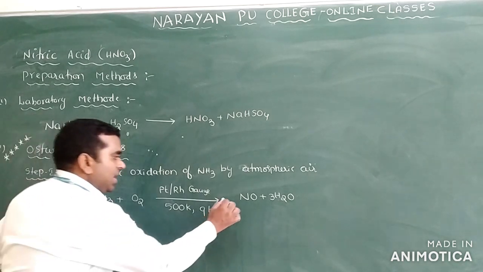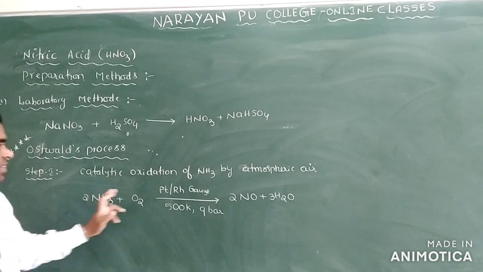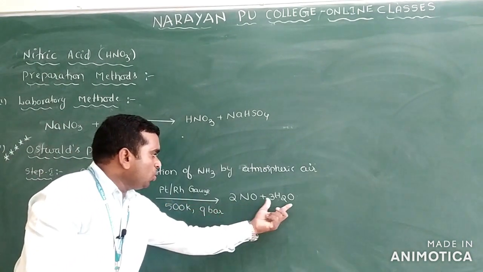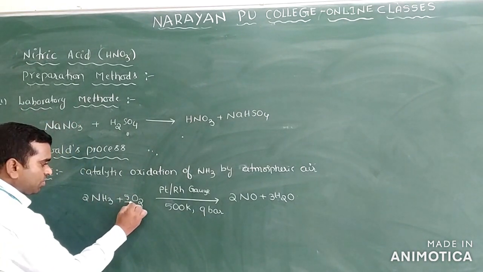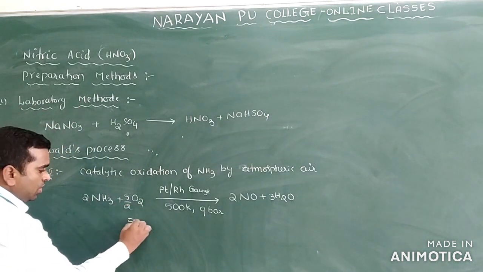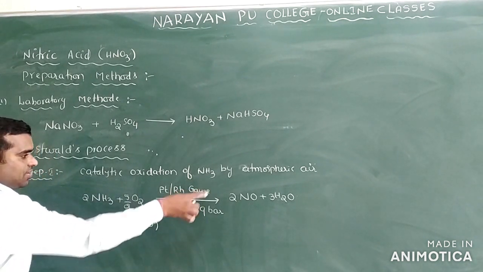So that's why I have to balance this one by multiplying it with 2. Clear? Then oxygens: 2 plus 3, total how many? 5. 5 means what I have to do? I have to multiply this one with 5 by 2, because with 5 by 2, and how many oxygens are there here? 2 oxygens, 2 get cancelled, then 5 oxygens you will get.